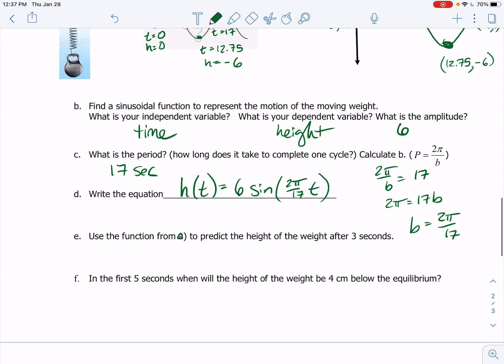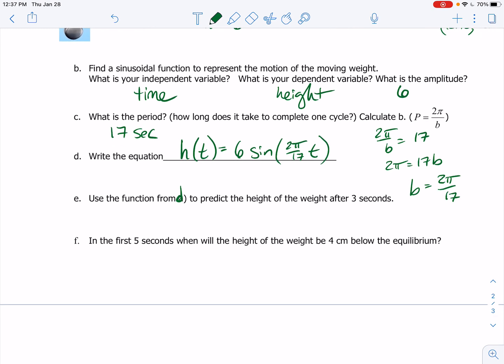Well, how about from D, because that doesn't make sense, to predict the height of the weight after 3 seconds. All right, so after 3 seconds, what we'll do here is h of 3 is equal to 6 sine of 2 pi, well, 2 times 3 is 6. So this is going to be 6 pi over 17.